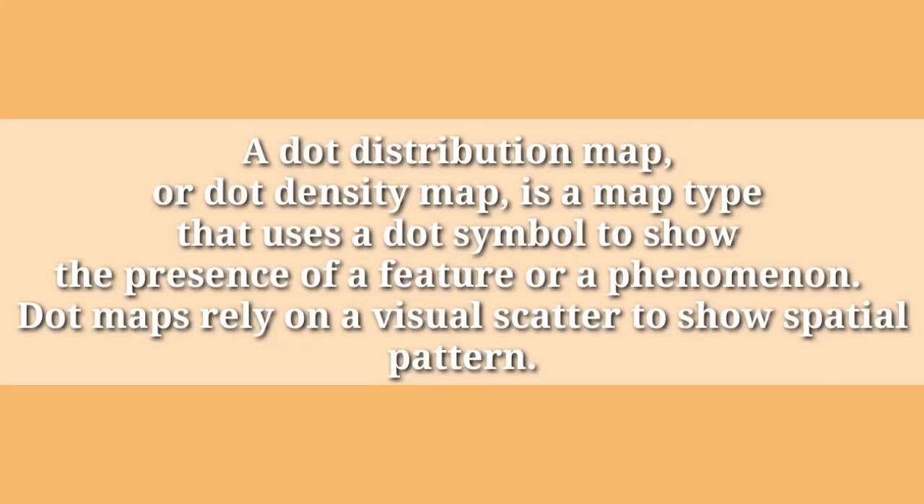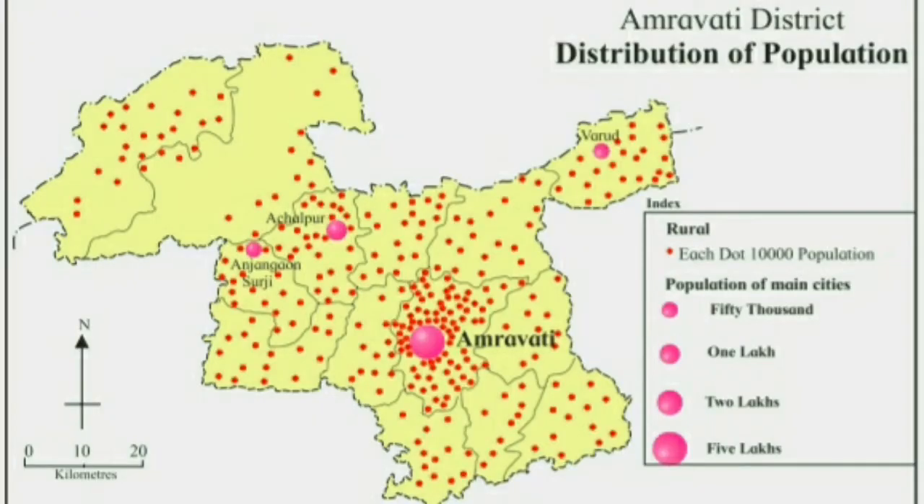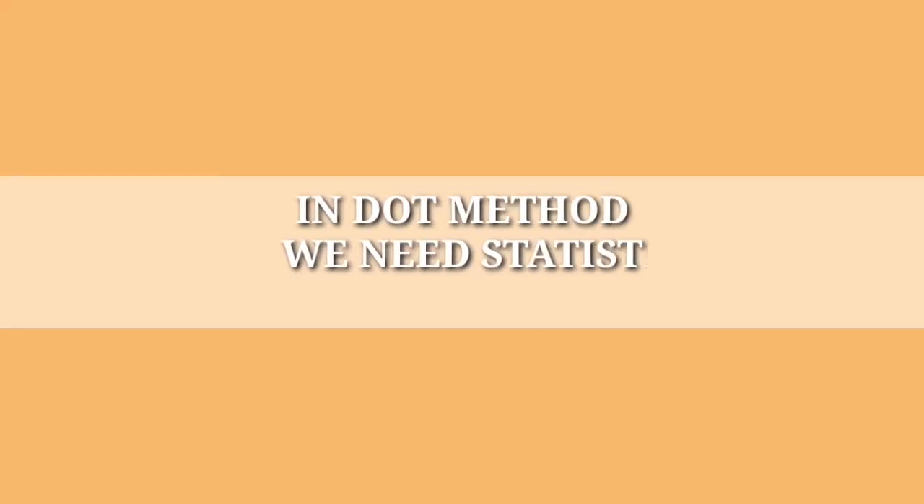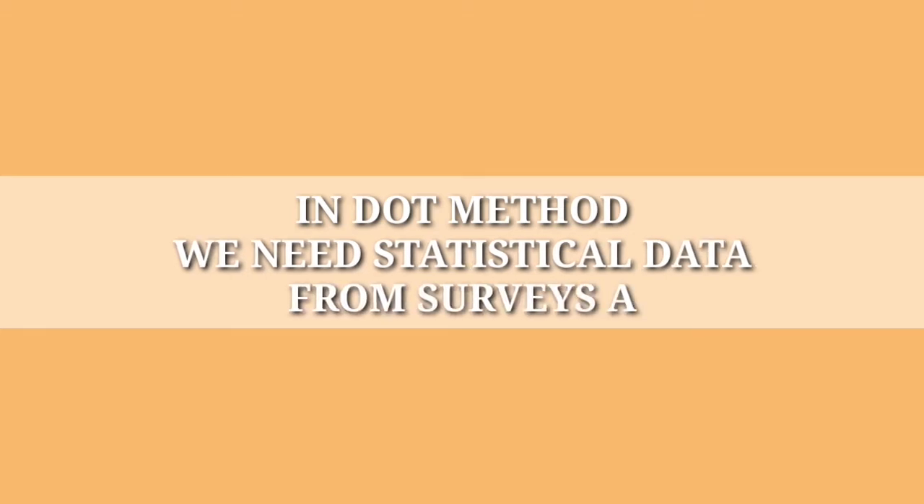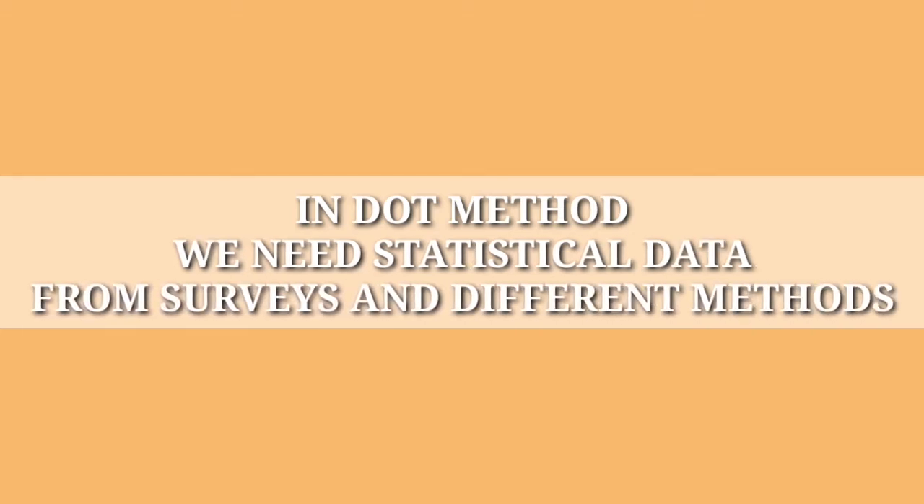Let's first see what the dot method is. Dot method is for variable data. What do you mean by variable data? The data which is going to change, like population: in one region it will be this much, in another region it will be different, so it is going to change. So what is the variable over here? The population is the variable. In the dot method we need statistical data in the form of counting. The counting is done by surveying, and even individual counting. These are different methods used for gaining data for a dot method.